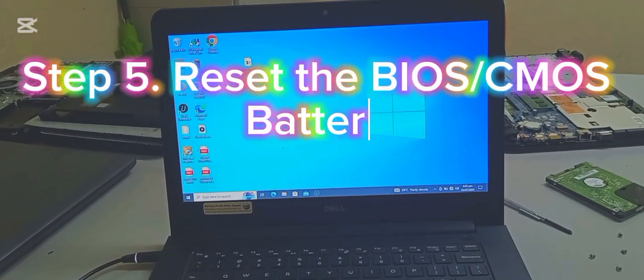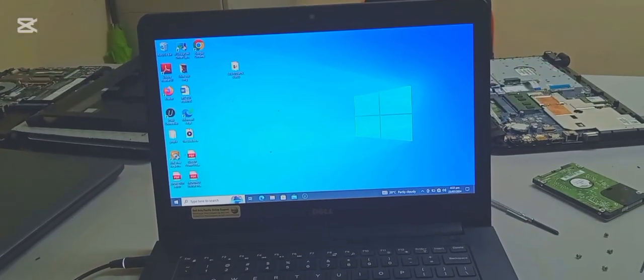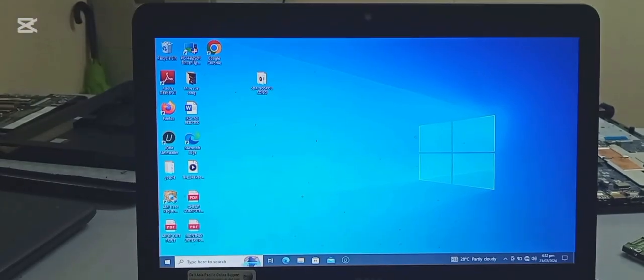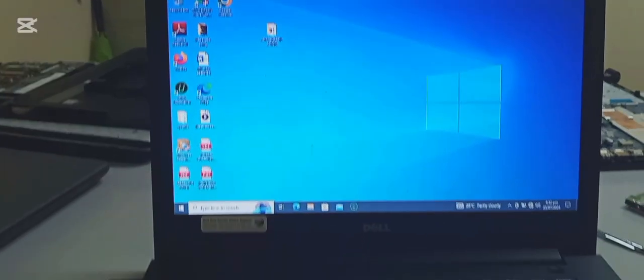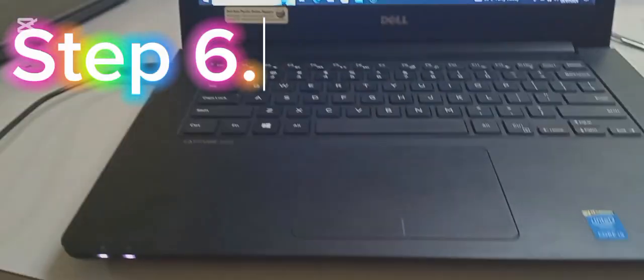Continue further with step 5. Reset the BIOS or CMOS battery. This can help clear any misconfigured settings that might be preventing the display from working.